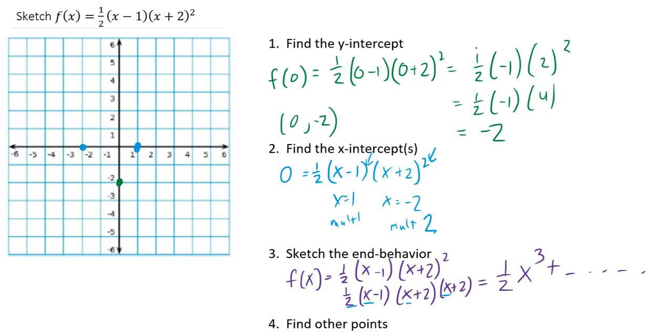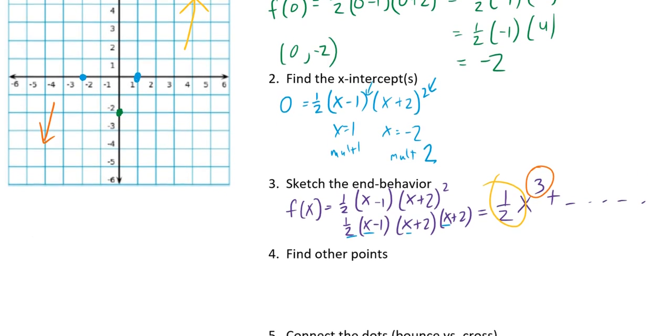So the fact that it has a positive leading coefficient means the right end goes up. The fact that it has an odd multiplicity means the left end isn't going to do the same thing the right is. If the right's going up, the left has to go down.